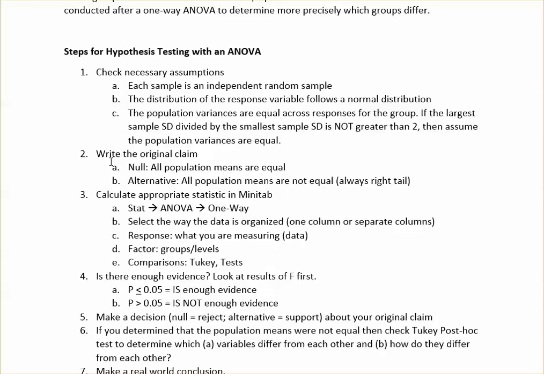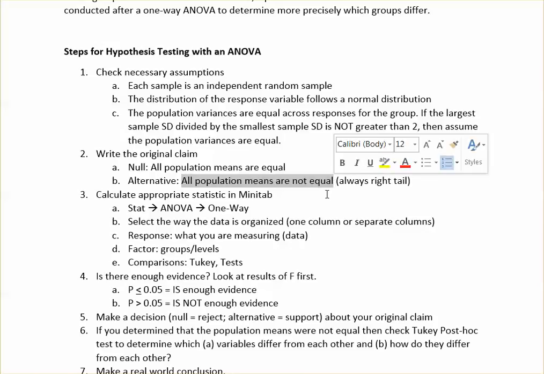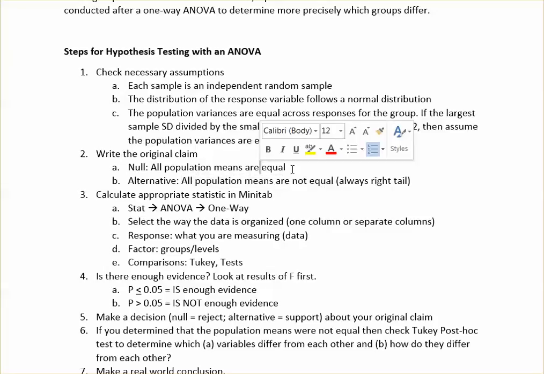Write the original claim. This is really important. This is the only claim you can do right here for your alternative: all population means are not equal. That's it. The null: all population means are equal. That's it. So pretty short, sweet, to the point, right? So here's your claim, and whichever you do as the null, then here's your alternative. If you use this alternative, here's your null.